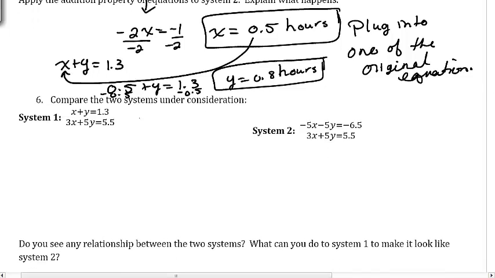Okay, so again here they're just having you compare these two systems. This one was the original system. This is the system after we multiply the first equation by -5.